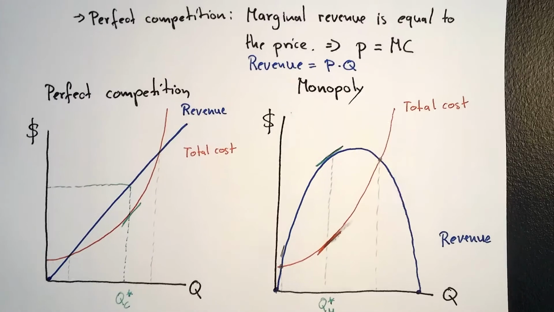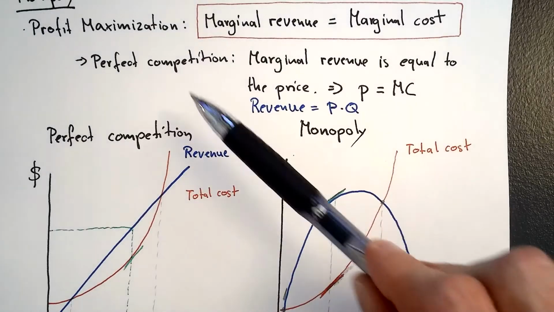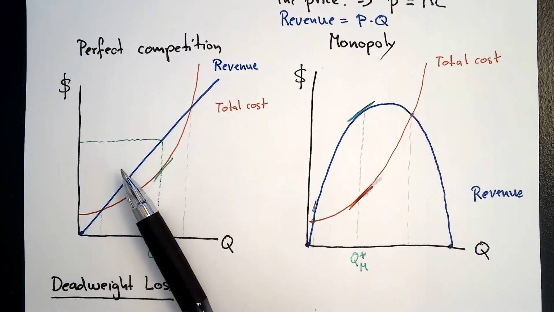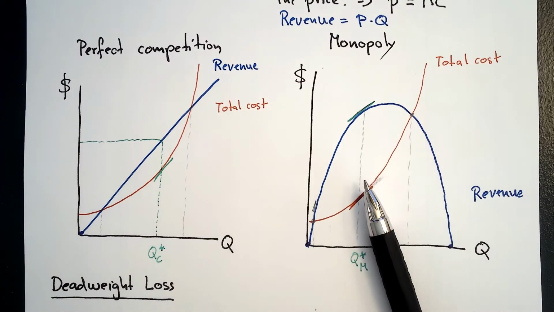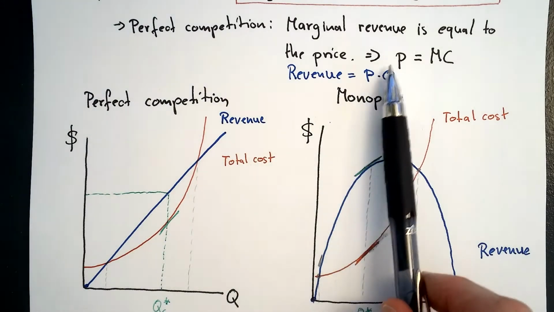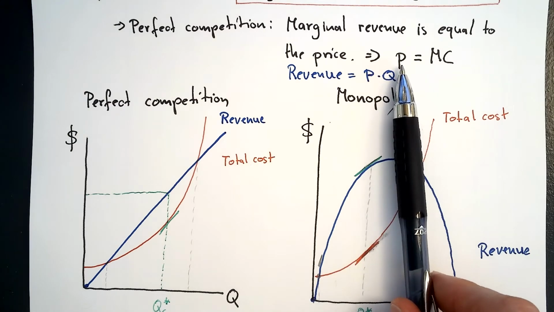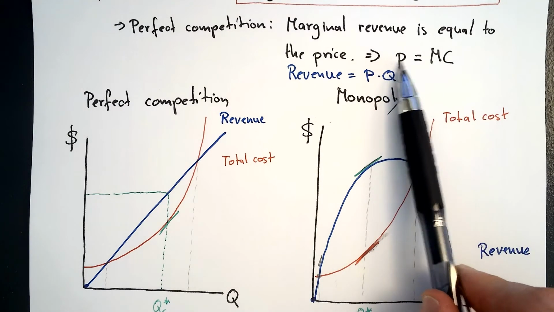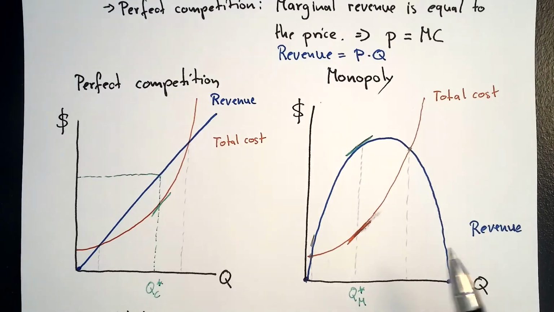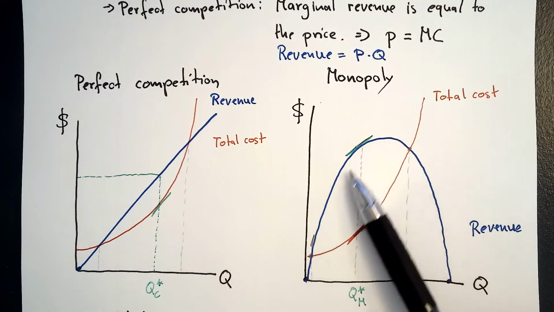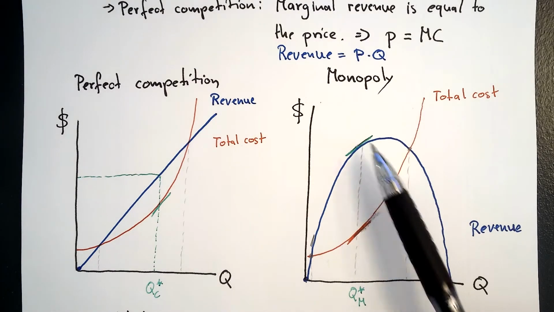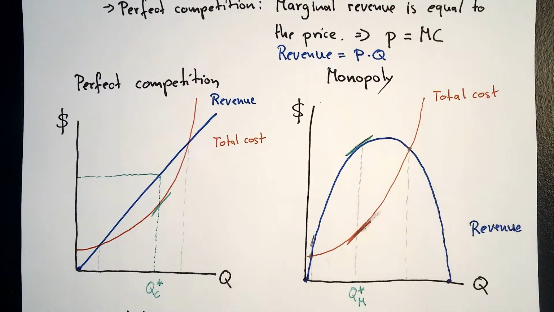So you can see that the condition of marginal revenue equals marginal cost holds for both perfect competition and the monopolist, but under perfect competition, since the price is constant, the price corresponds to the marginal revenue, which is the reason why we set price equal to marginal cost. Whereas for the monopolist, the marginal revenue is not constant. Okay, but they are still equating marginal revenue equal to marginal cost.